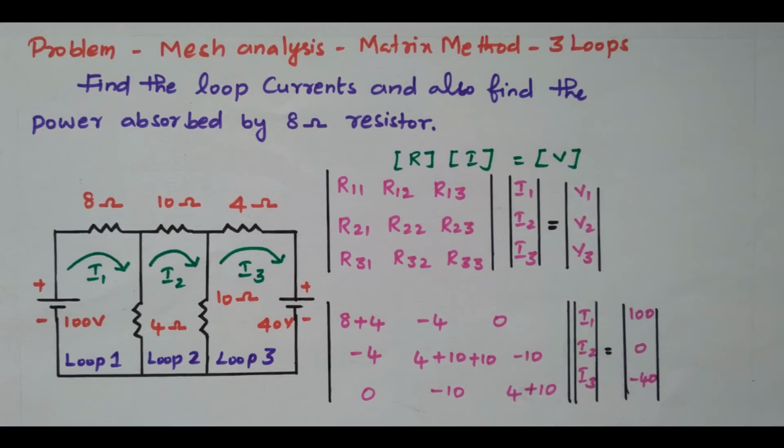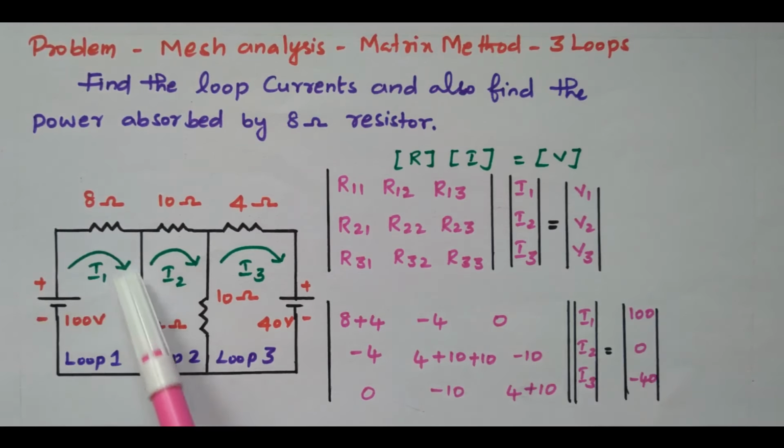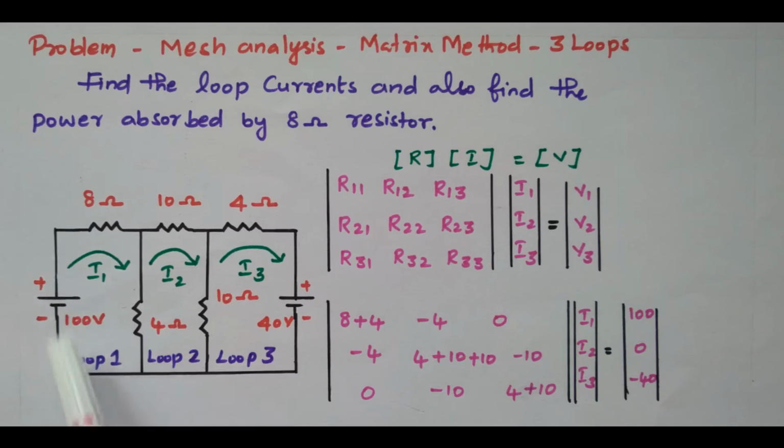What is voltage? In the first loop, the voltage is 100. See the current direction. The current is flowing from down to up, that is from negative plate to positive plate. So rise in potential, plus 100. Current is flowing upward from bottom to up, so negative to positive, potential is increasing. So it is plus 100.